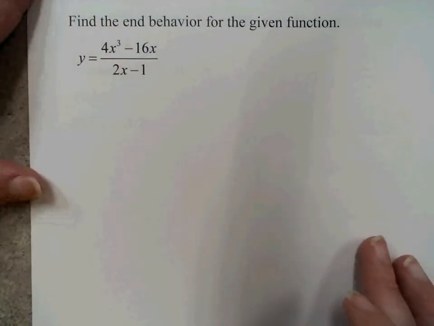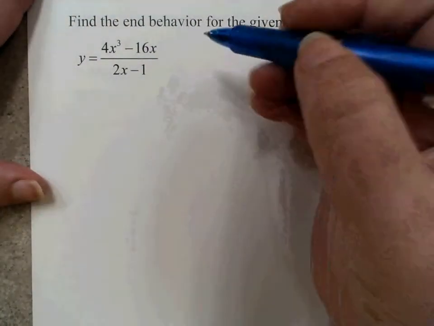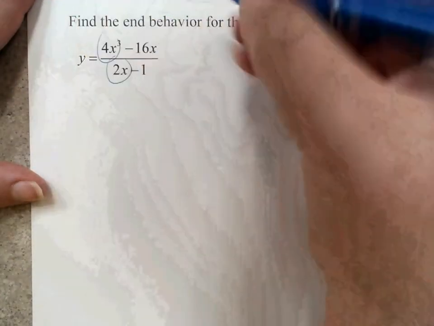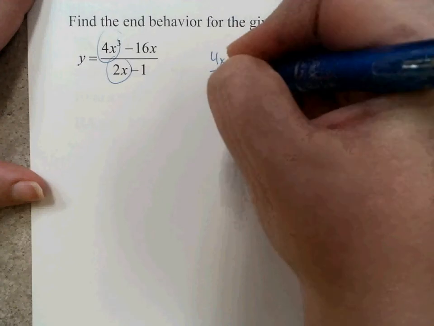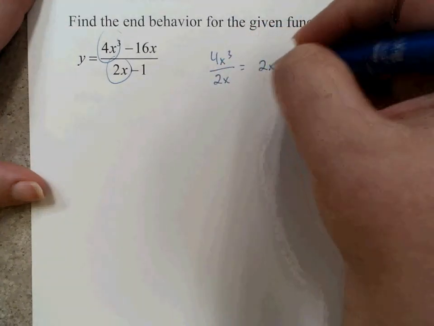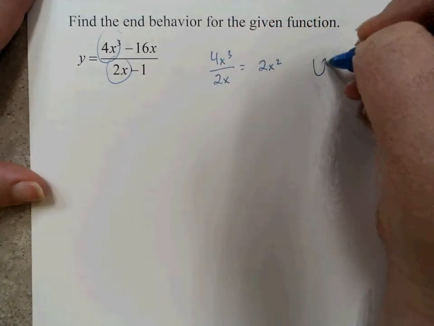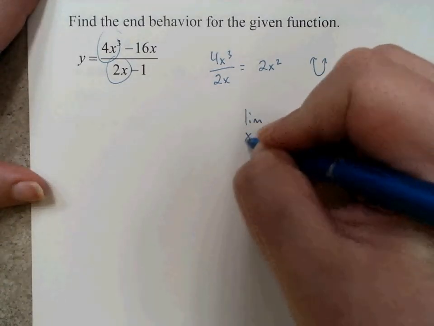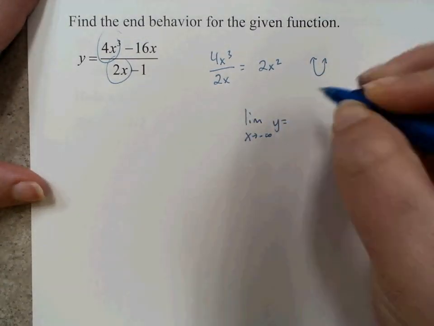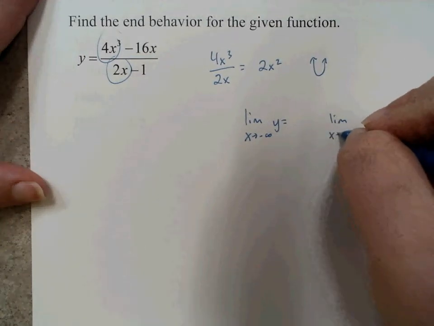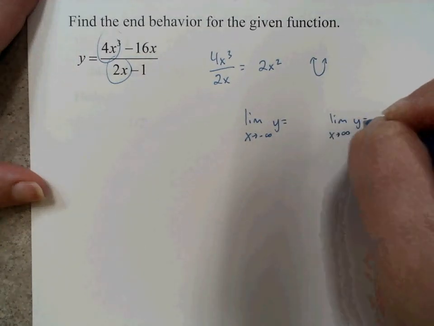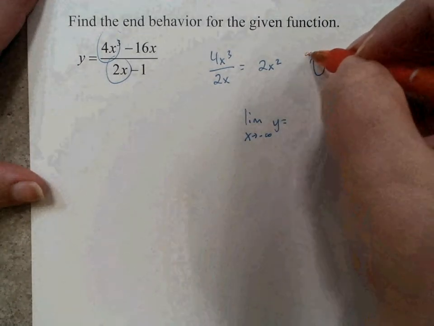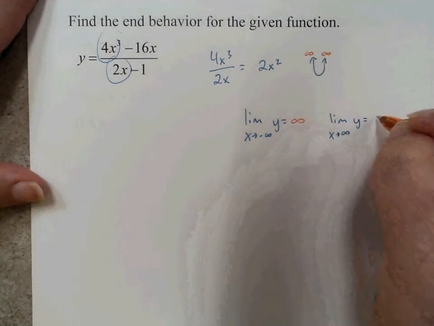Find the end behavior for the given function. Okay, so look at the powers. The higher power is in the numerator, so I'm just going to take this and simplify. 4x cubed divided by 2x is 2x squared, which is a positive quadratic. So I know that in both cases, as x approaches both positive and negative infinity, the function is going up to positive infinity.